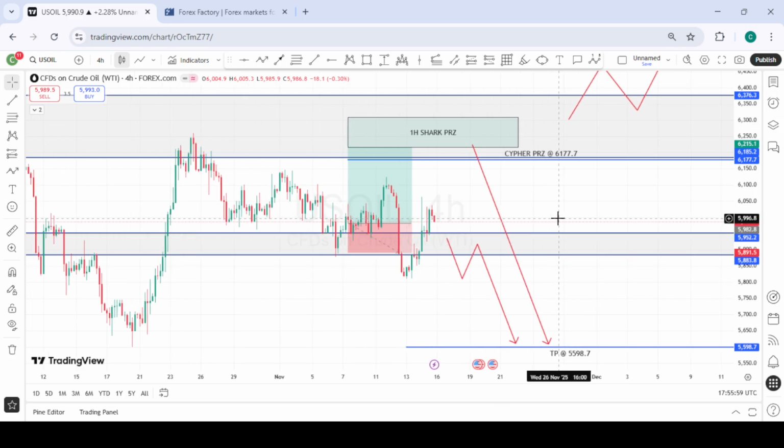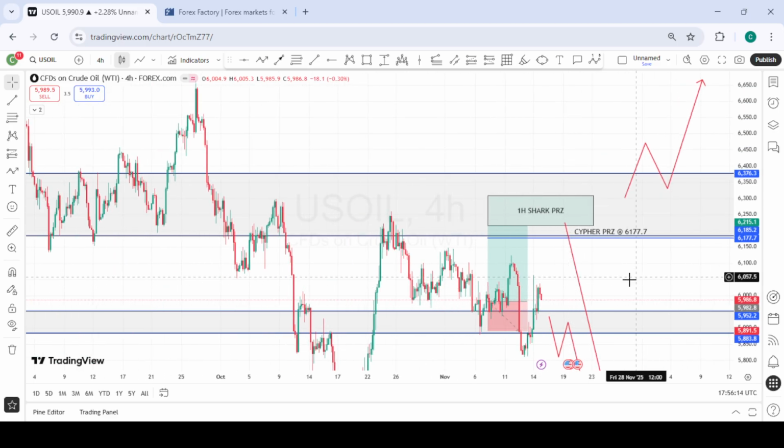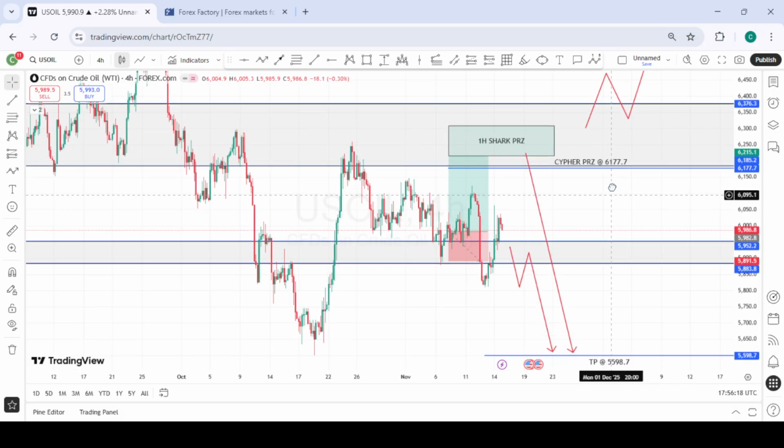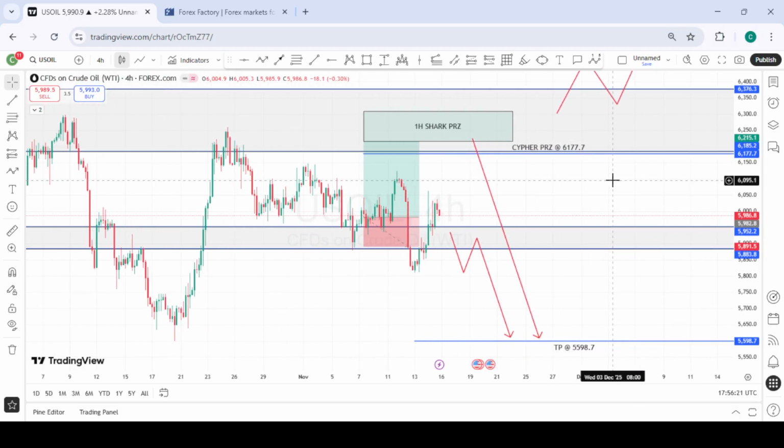Also, if price is able to come all the way up to this zone again, as we were anticipating before, and gives us confirmations within this zone, we'll still be interested in taking the sells to the downside if we get the confirmation to sell. But if price breaks this zone above, then we'll be interested in taking the buys to the upside. So that's what we have for US oil.